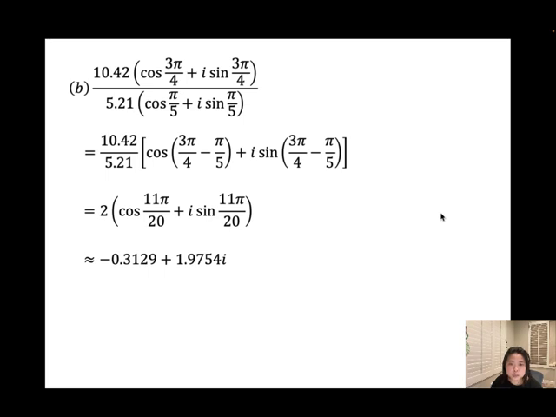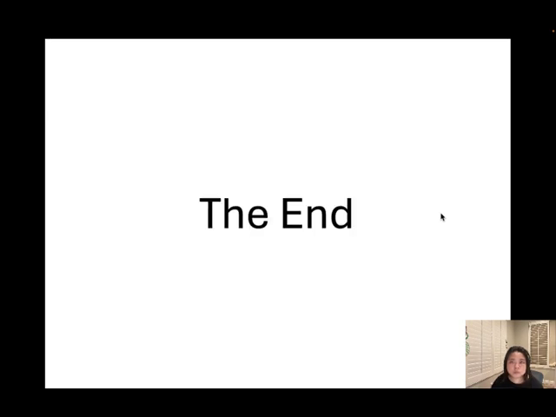In this session, we only introduced the product theorem and the quotient theorem for complex numbers. That's it.